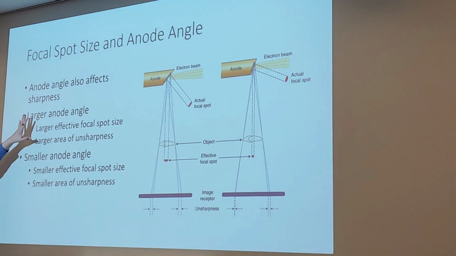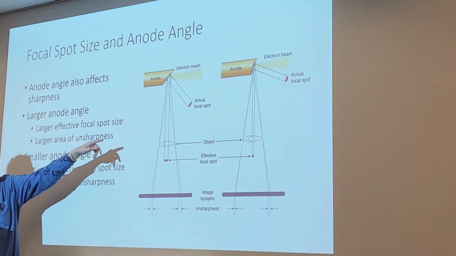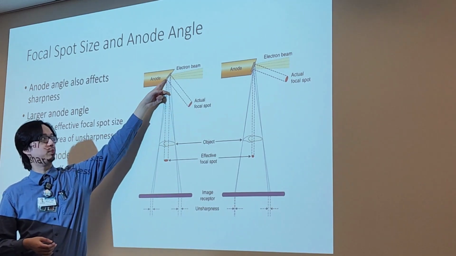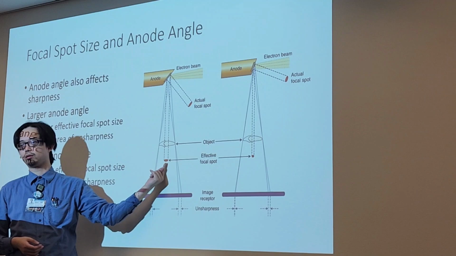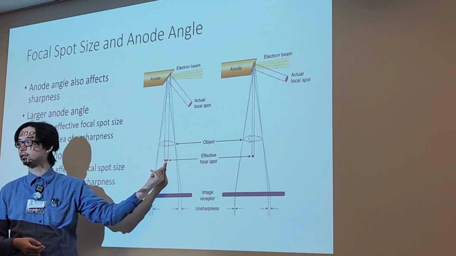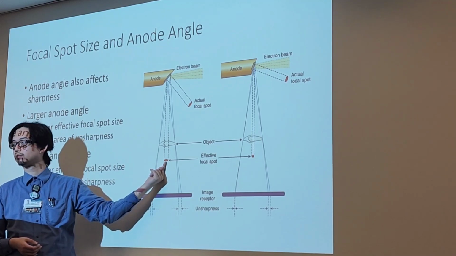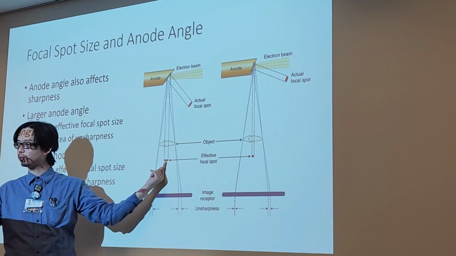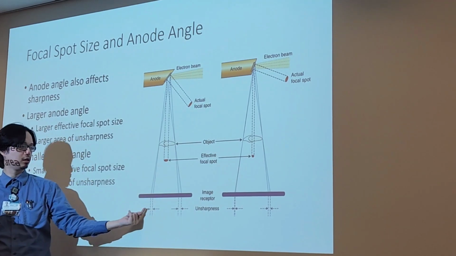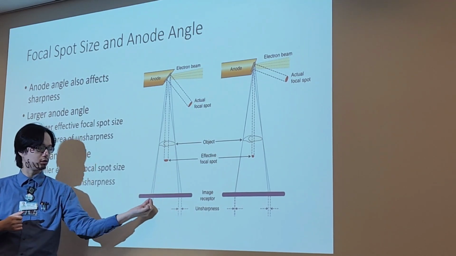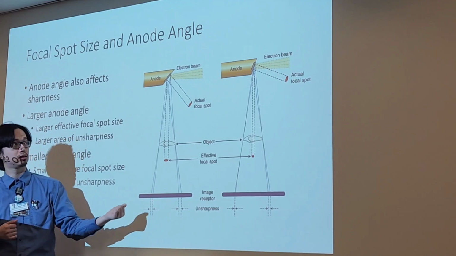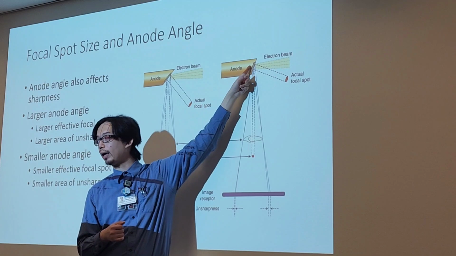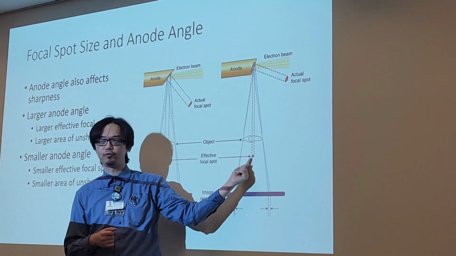Okay, so if you have a big angle like this, you will have a bigger focal spot, right? Big focal spot. And what did we say about big focal spots? Unsharp. Very good. So notice right here, you see the edge of the anatomy spread out, right? We have that unsharpness.